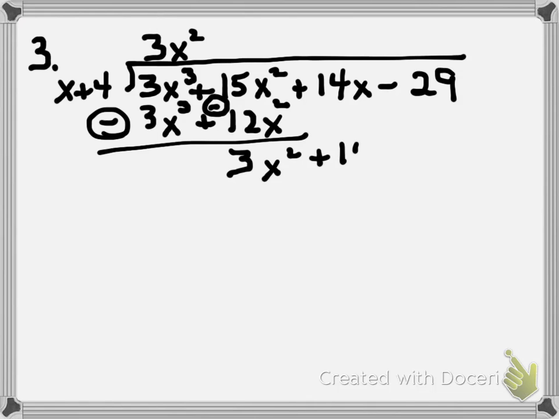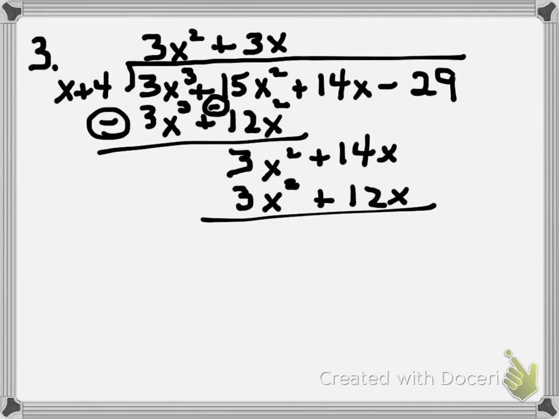Bring down the next term. 3x squared divided by x is 3x. 3x times x is 3x squared. 3x times 4 is 12x. Change the signs of the second polynomial. 3x squared minus 3x squared is 0. Positive 14x minus 12x is 2x. Bring down the negative 29.